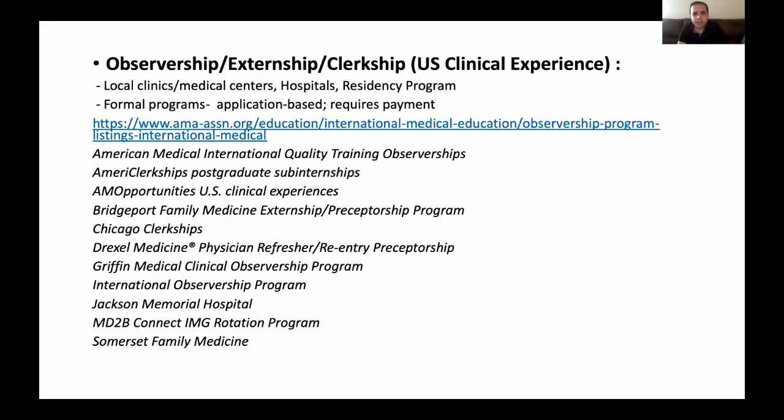Moving on, what else can you do to maximize your chances to get residency or to match? There's something called US clinical experience. The programs rather want you to have some kind of US clinical experience that can come in the form of observership, externship, or clerkship. Observership, as the name suggests, you go and observe. You don't do the physical exam, but externship is a hands-on experience where you're allowed to do a physical exam. Clerkship is just another name for rotations that you do in the United States.